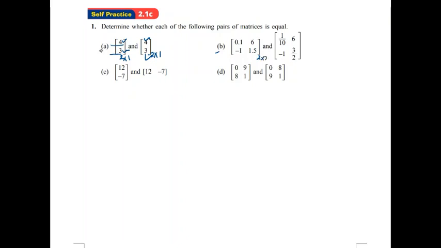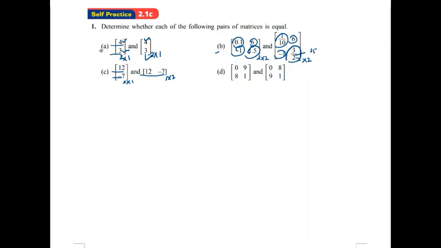So B, they have the same order, 2 by 2. Look at the elements: 0.1 and 1 divided by 10 is also 0.1, yes, equal. -1 and -1 equal. -1.5 and 3 over 2 is equal to 1.5. So they are also equal matrices. Okay, C. The first has order 2 by 1, but for this matrix, we have 1 by 2. So they do not have the same order. So these are not equal matrices.